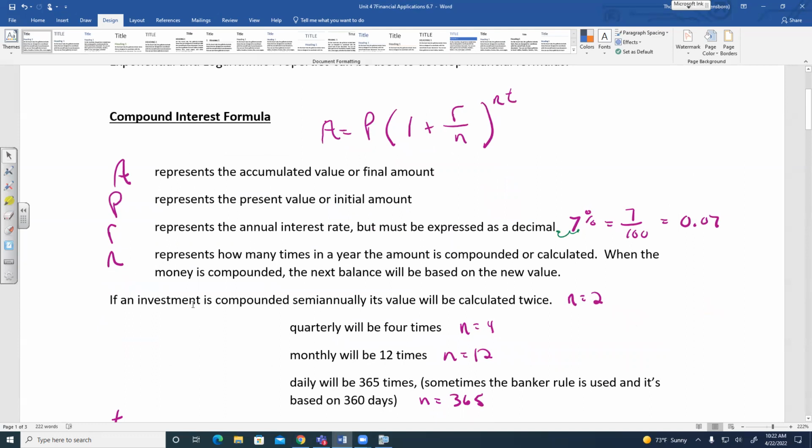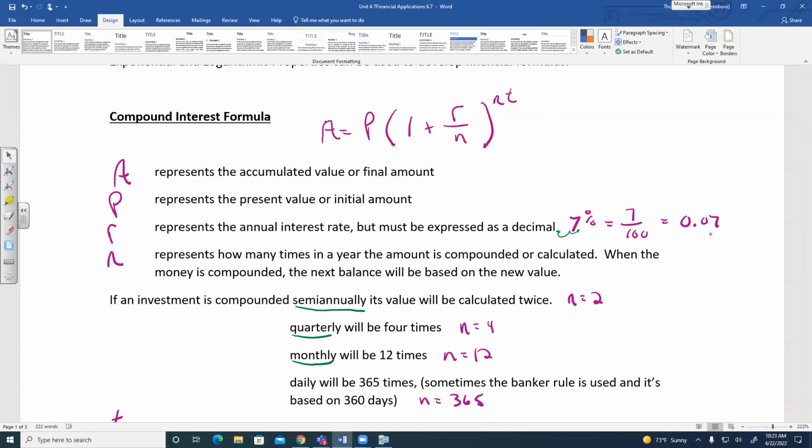So it seems to pick up on this word, this N. If an investment is compounded semi-annually, this means it's calculated twice a year, so N would equal 2. So semi-annually is going to represent 2. If we use the word quarterly, that means it's going to be compounded 4 times a year. So in other words, every 3 months would be quarterly. Monthly will represent 12 times. And then daily will be 365 times.